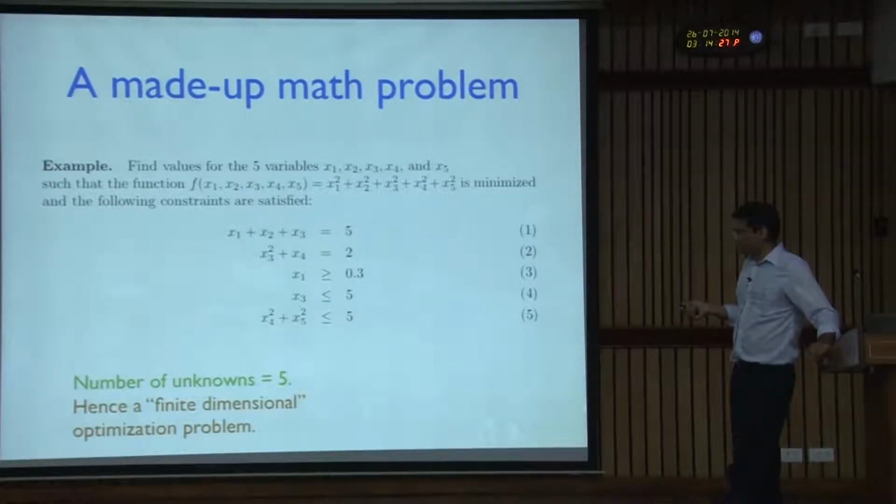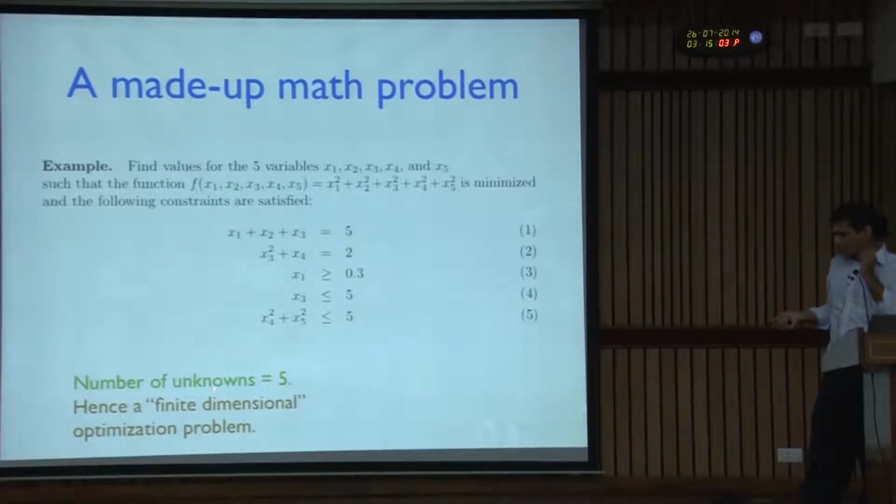Okay, so here's a made-up optimization problem. I don't know if people can see in the back. Can people see? Yes? Okay. So this is f. F is a function of 5 scalar variables, x1 till x5, and it's a simple quadratic function. What we would like to do is to minimize this function of 5 variables subject to these constraints. There are 2 equality constraints. This is a linear equality constraint. This is a nonlinear equality constraint. These 3 are inequality constraints.